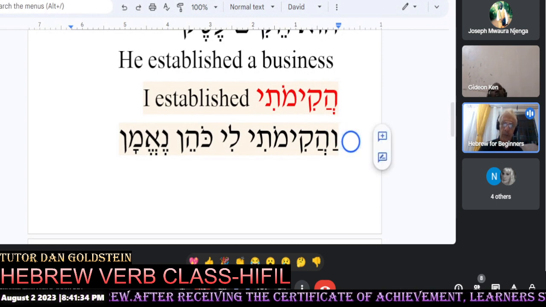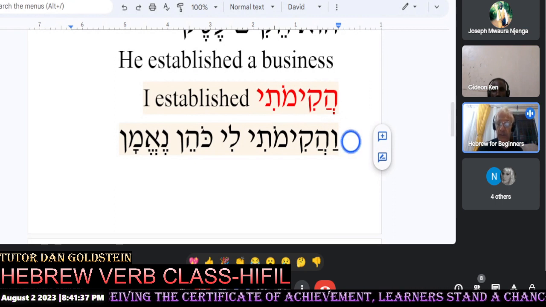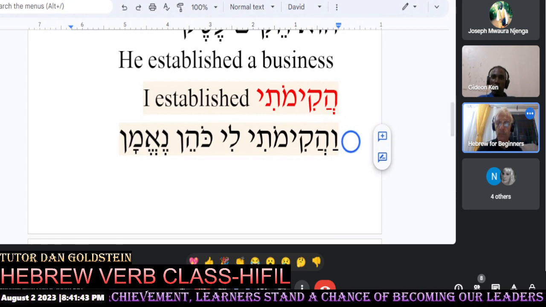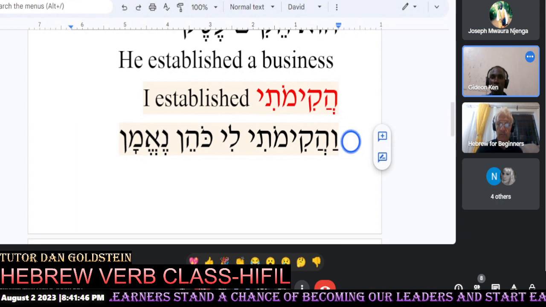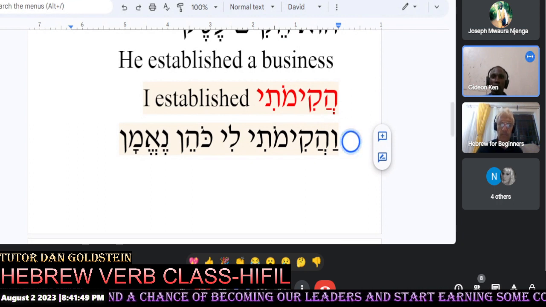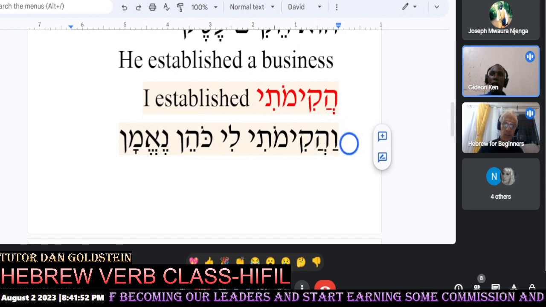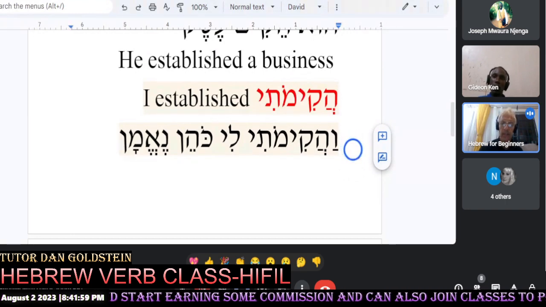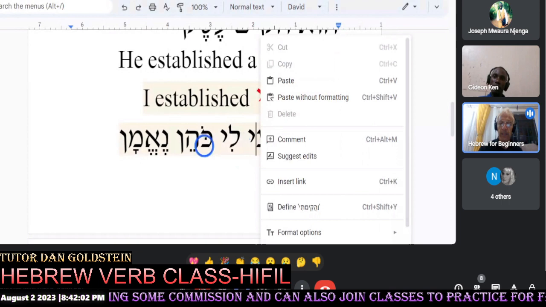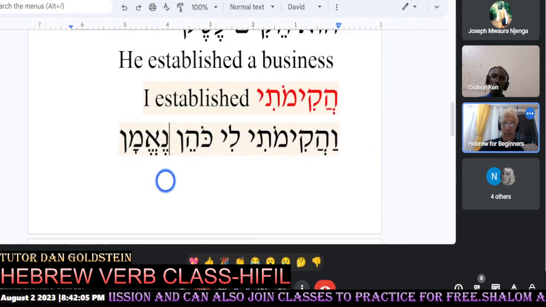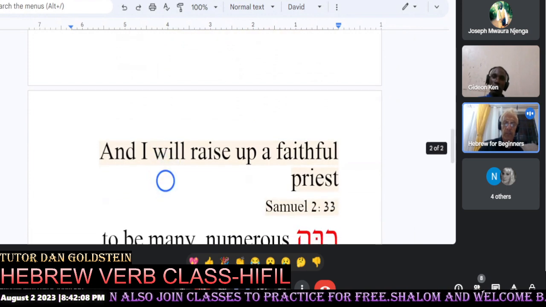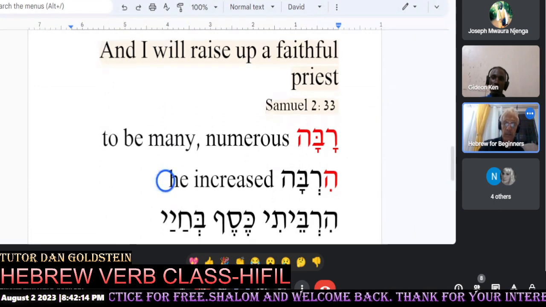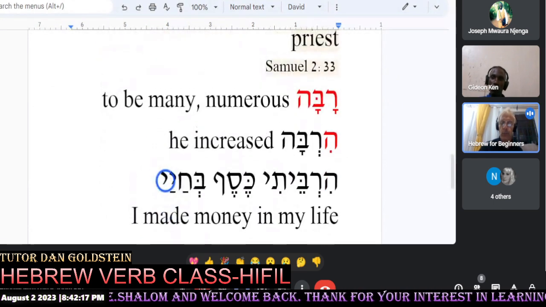And Gideon, do you want to give us the 4 Hebrew words underneath, which are the phrase that includes the hakimoti? Yes. Vahakimoti li kohen ne'eman. Ne'eman, right? Very good. Vahakimoti li kohen ne'eman. And I shall establish for me a faithful priest. Very good. So in a moment, we'll dovetail over to the scriptural verses that incorporate those words.